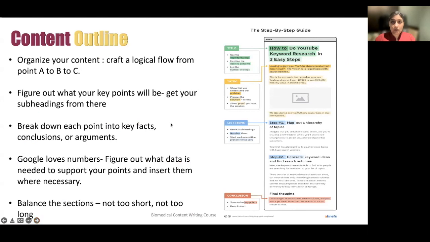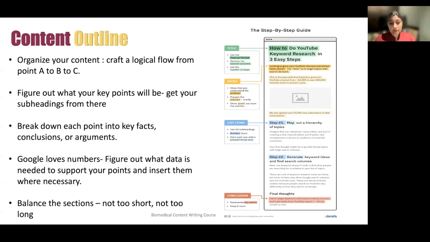Now, when we go to our content outline and we have a blog, we need to draft it in a way that makes sense to the audience. So we organize our content with a logical flow, right? Going from the beginning to the middle to the end, an introduction, the main body, and the conclusion. We have to figure out what our key points are, so we get our subheadings, break down each point into key facts, conclusions, or arguments.